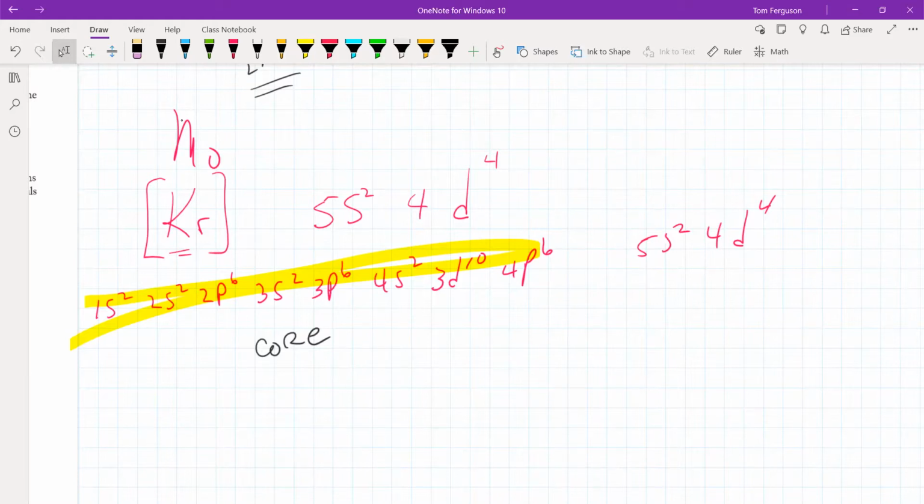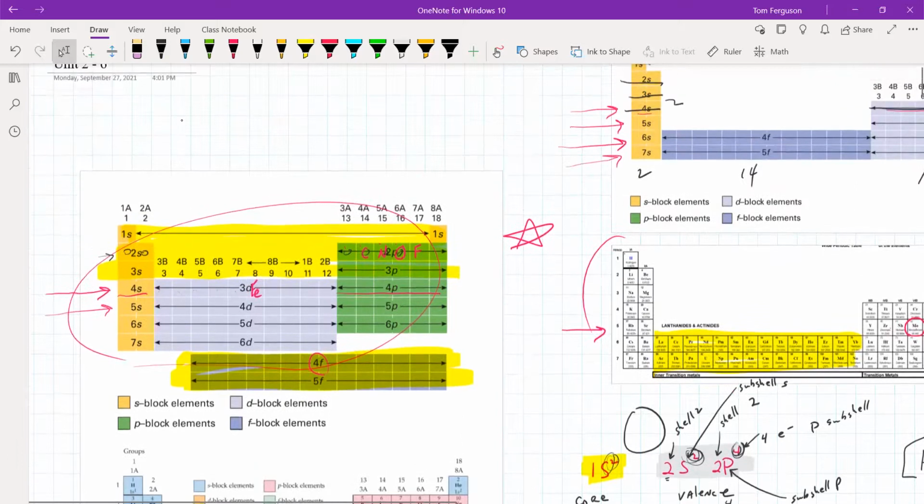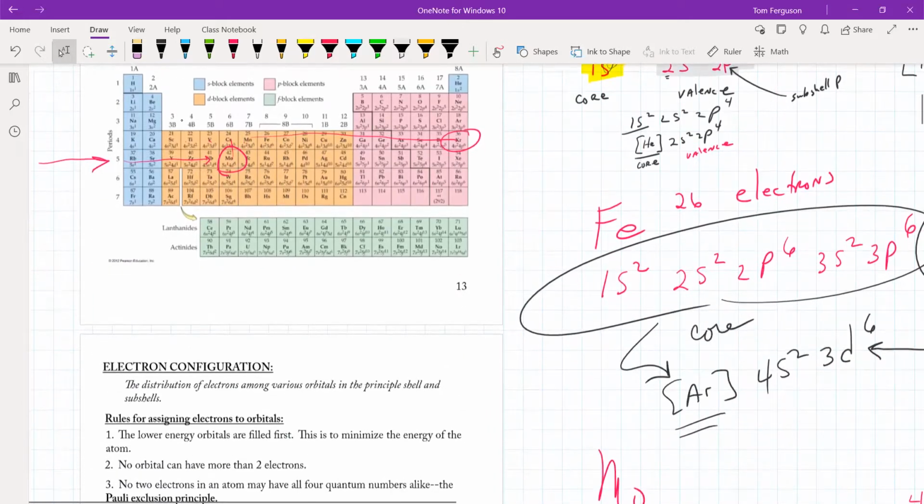Okay. Let's do a more complicated one now. Are there any questions so far? That was a good question about how you know when to put in the noble gas: up one, all the way to the right. Okay, so let's do uranium.